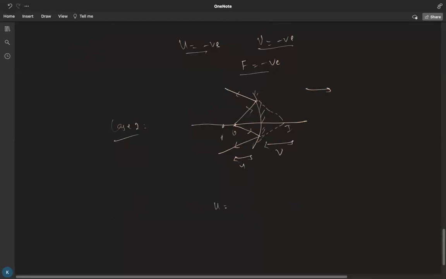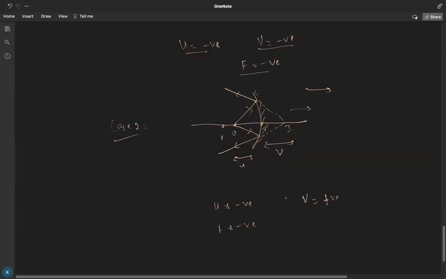So here u is negative, f is negative, but our v, which is the distance of image from pole, is in the direction of the considered ray, or the direction of the incident ray, right? So from pole, the distance will be in this direction, so it will be treated as positive, right?